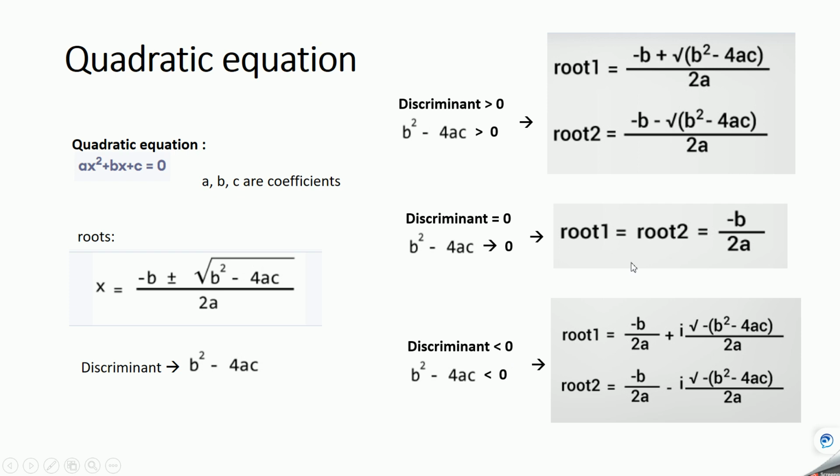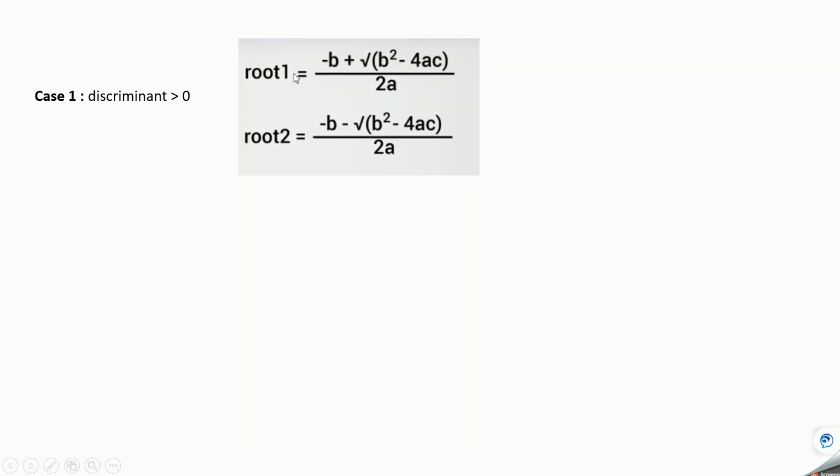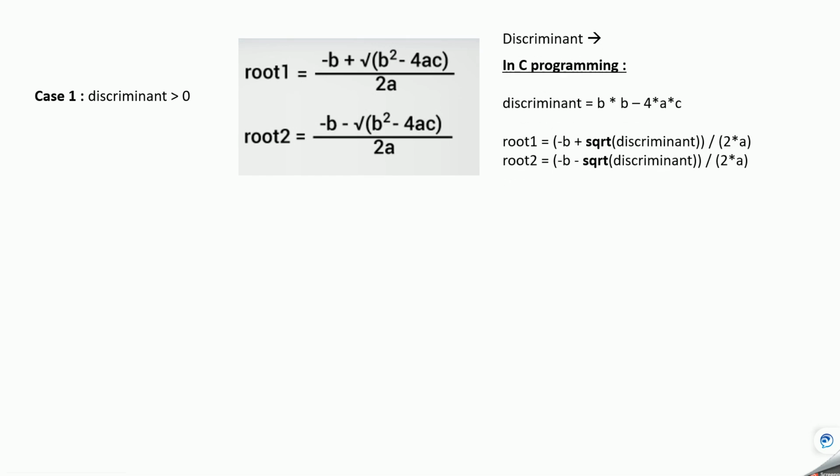Okay, so let's see how we can represent all these three cases in programming. We have case 1 where the discriminant value is greater than 0 and the roots are these. In programming, we can write it like this. Here in this case the discriminant value is greater than 0. So what will happen in this case?